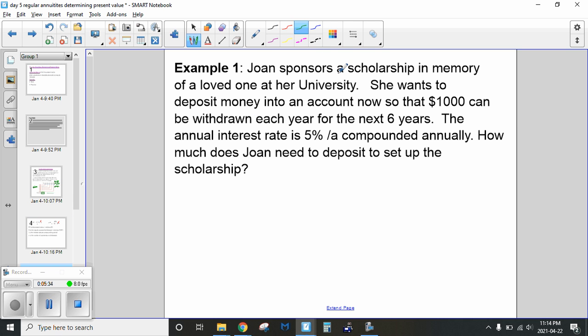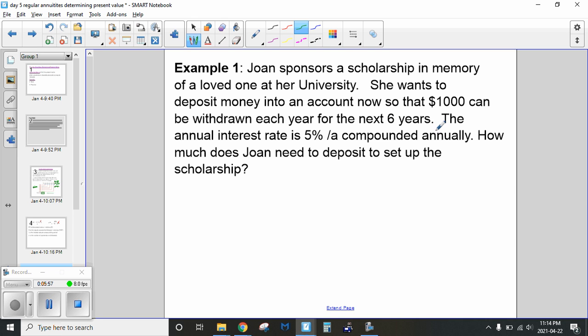All right, so example 1. Joan sponsors a scholarship in memory of a loved one at her university. She wants to deposit money into an account now so that $1,000 can be withdrawn each year for the next 6 years. So this story is very similar to what that timeline was on the previous slide. This is for 6 years though.